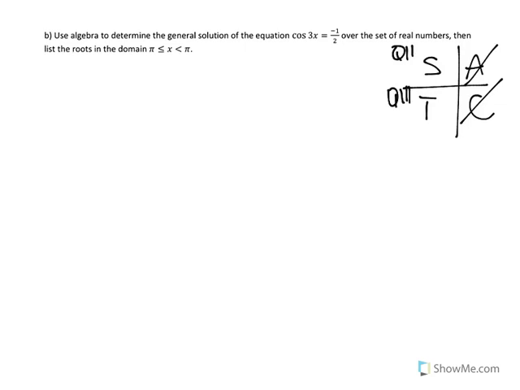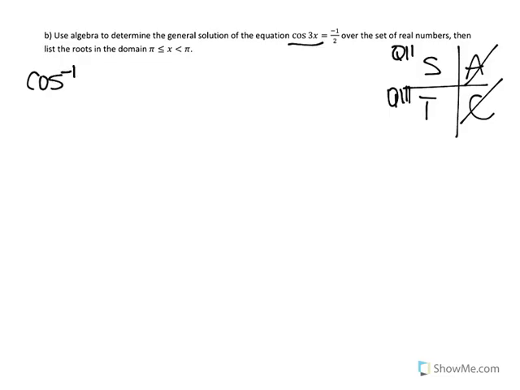Okay, example 2. Use algebra to determine the general solution for the equation cos 3x equals negative 1 over 2. Because cos is negative, it can't be here or here, so it has to be in quadrant 2 or quadrant 3. So we're going to find the reference angle just the same as we would if there wasn't a 3 there. We just pretend it's not there.